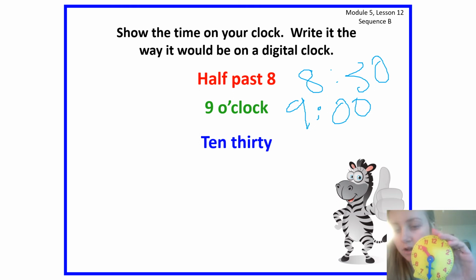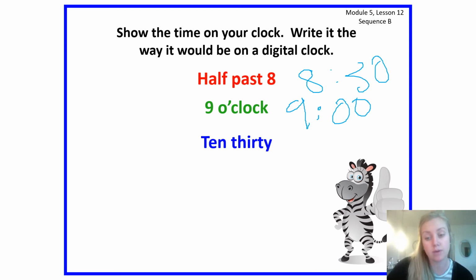1. This is what your clock should look like. The hour hand is pointing in between the 10 and the 11, and the minute hand is halfway past the clock. So it's 10:30 or half past 10. And to write this like a digital clock, we have 10:30.